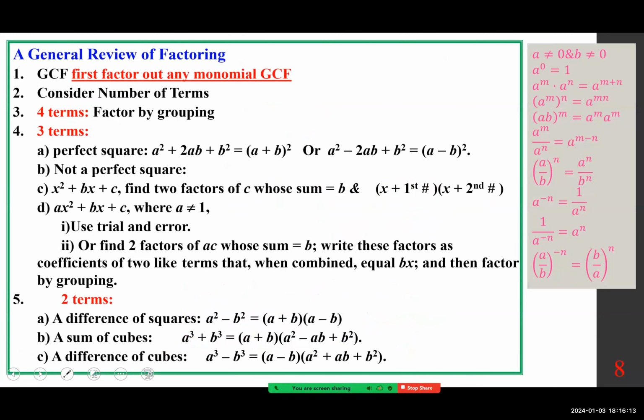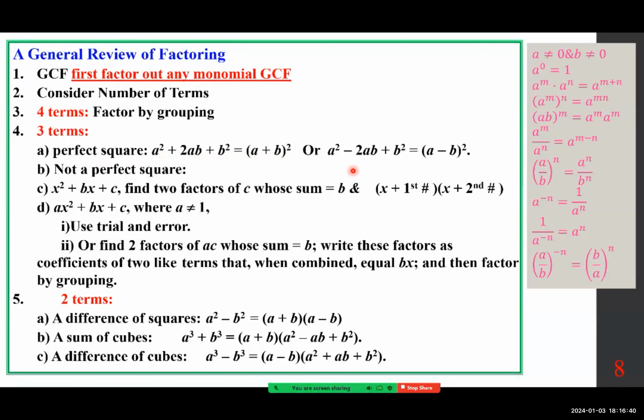So I'm going to remind you of the synopsis of the factoring. Number one, we have a GCF, the greatest common factor. So first factor out any monomials. Then consider the number of terms. If we have 4 terms, we do it by grouping. If we have 3 terms, we may have a perfect square trinomial, such as a squared plus 2ab plus b squared is a plus b squared.